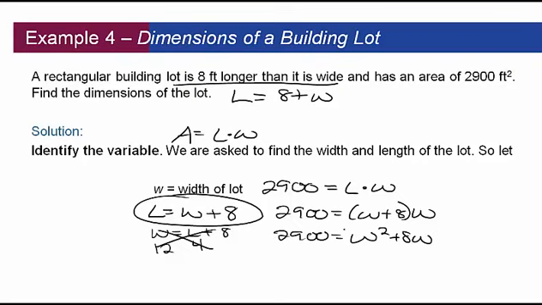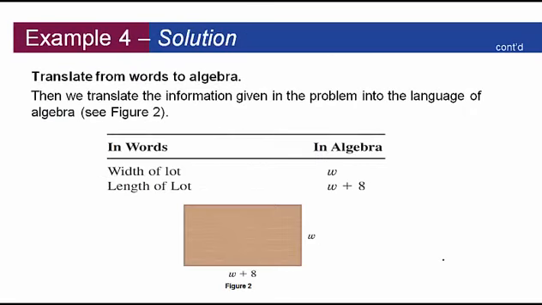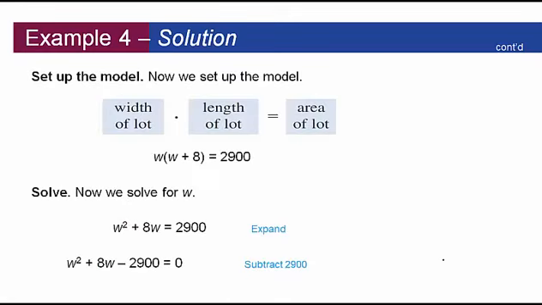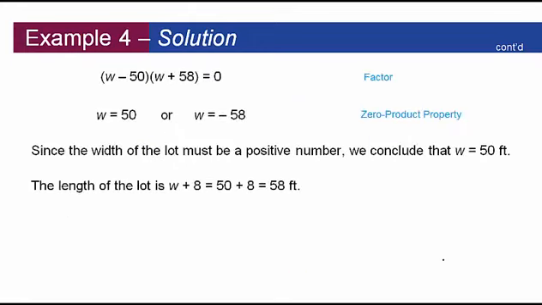And again, you're seeing the squared and the linear term, so you're thinking, uh-oh, quadratic, set equal to 0. W squared plus 8W minus 29,000. Solve your quadratic. All right, so here's my picture. Here's my length and my width. Translating things. Set it up this way. Subtract it, set it equal to 0, just like we said. And then, depending on how good you are at factoring, you can hopefully factor it. If you can't, you can use a quadratic formula.